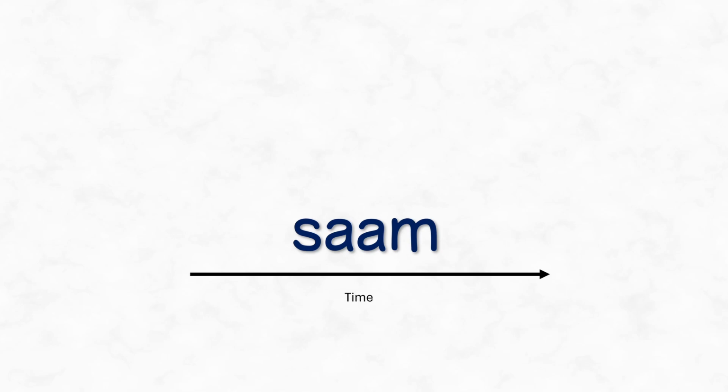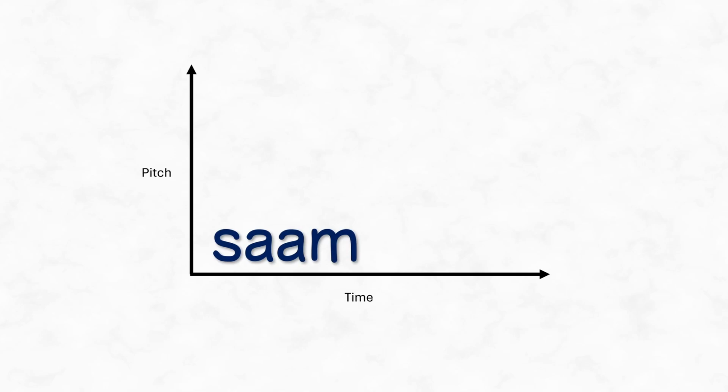So let's look at this word, sam. We pronounce the S first, then the A, and then the M, left to right chronologically. Sam. It makes sense, right? Now we're going to introduce a y-axis to this graph, pitch. You've already seen it earlier in this video with those graphs.